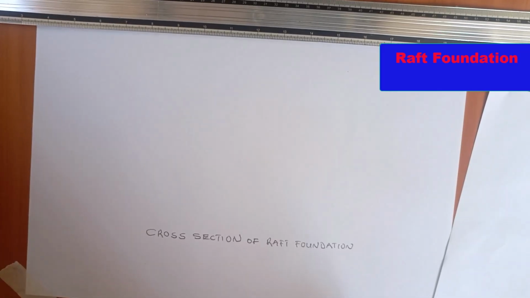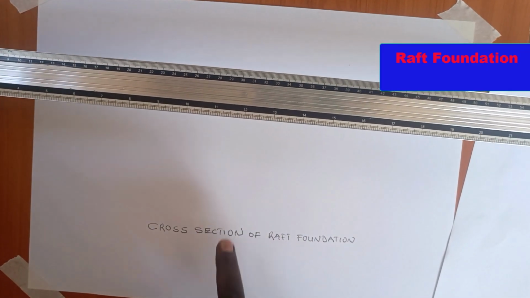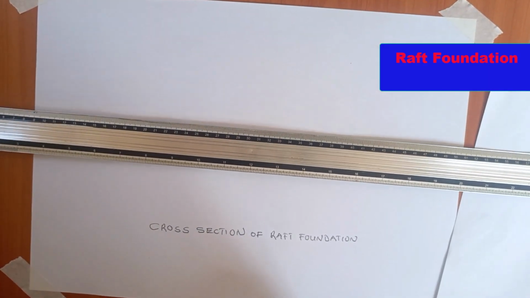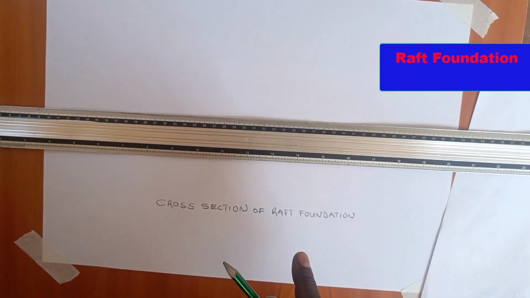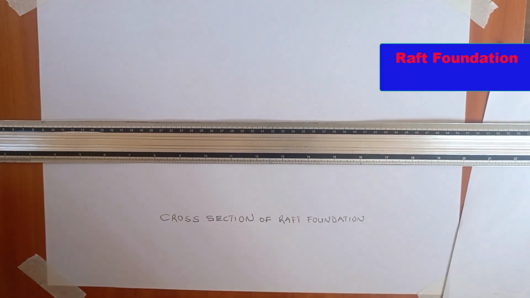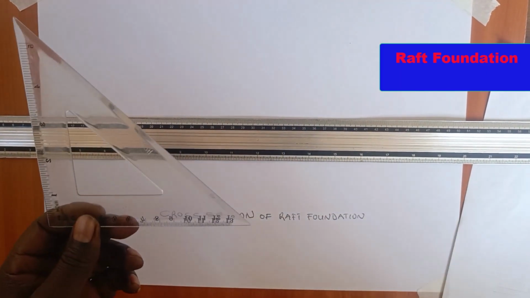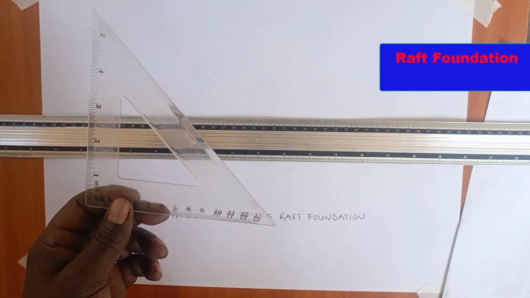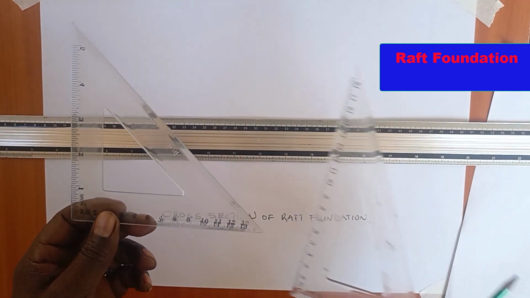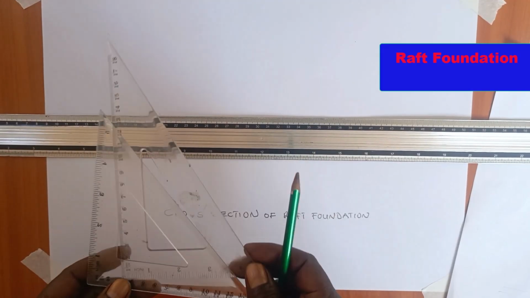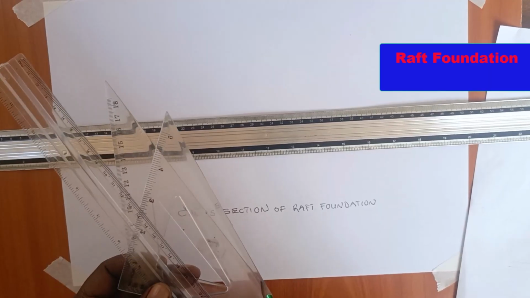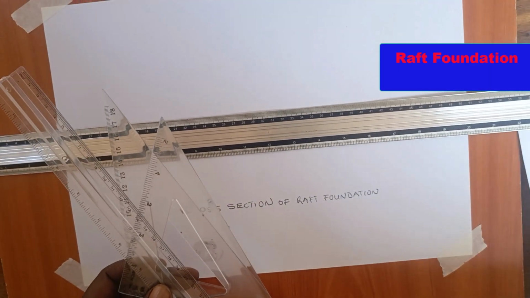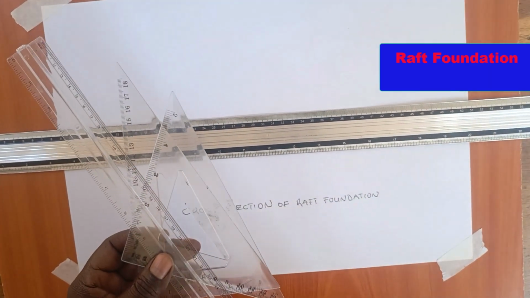The tools or drawing equipment that we need is, first of all, we have the drawing board. Then we need also the T-square, which is here. Then next we have the 45 set square, which we are going to use also. And then next we have the 30-degree set square. And then we shall also use the ruler. So these are basically some of the few tools that we are going to use.